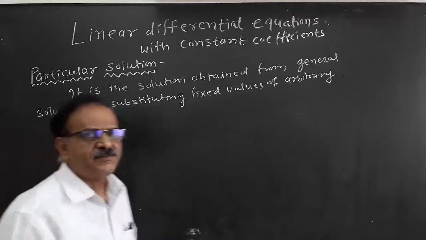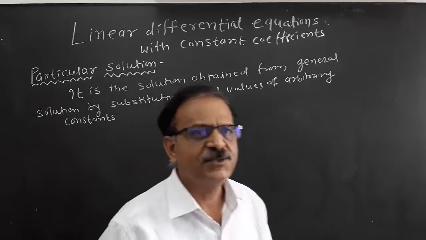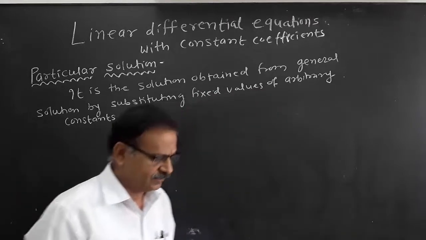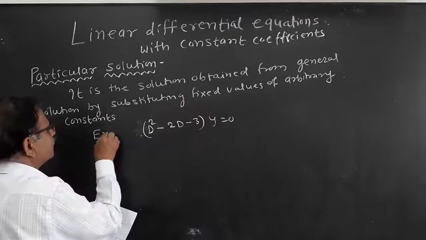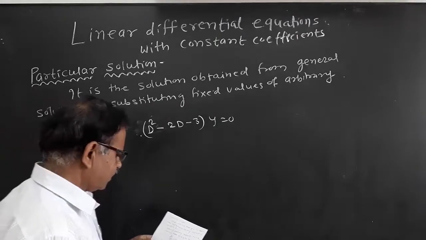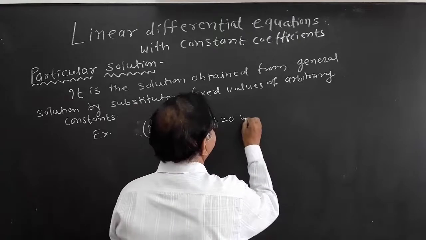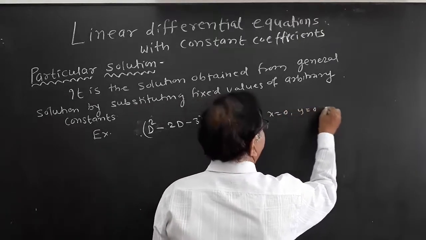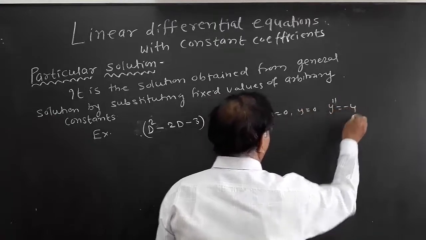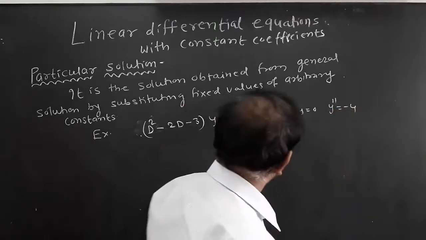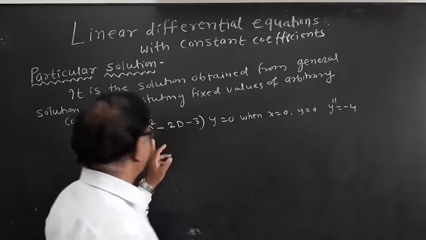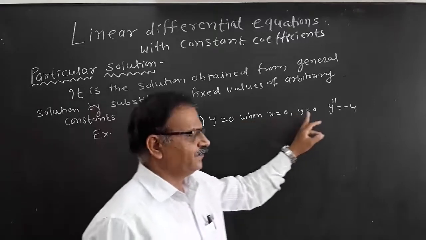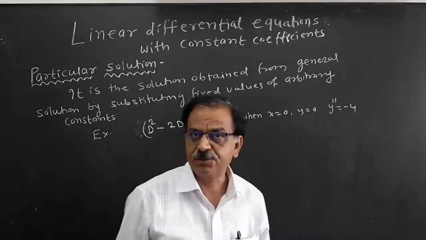If we put some fixed values of all the arbitrary constants in the general solution of the differential equation, then that solution is called the particular solution of the differential equation. Let us try to solve the problem. We shall solve the example (D square minus 2D minus 3)y equal to 0, when x equal to 0, y equal to 0 and y dash equal to minus 4.